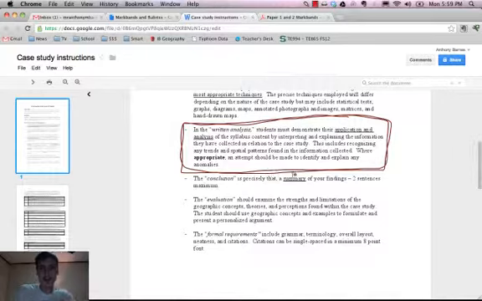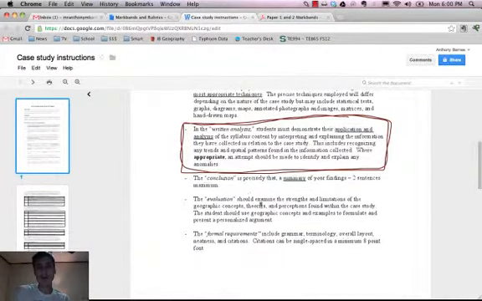The conclusion is pretty much exactly what that sounds like. It's a conclusion, so it's just a summary of your findings. Two sentences is plenty. You should be able to write a solid conclusion within two sentences. Three, I would say, is okay, but I don't know if you really need to write more than three.